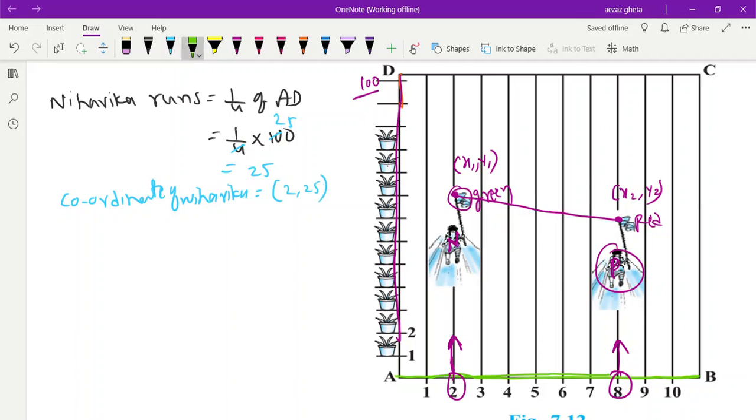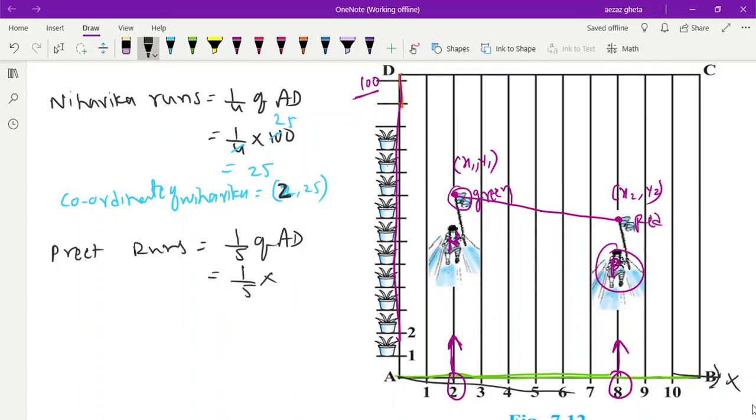Can you find out for Preet? I wrote 2 for Niharika because she is running on the second line, so x is 2. AB is the x-axis. Now Preet runs 1/5 of AD. Total AD is 100 flower pots, so 1/5 is 20. Preet is running on the 8th line, so her coordinate is (8, 20). Got it now? So we got the coordinates.